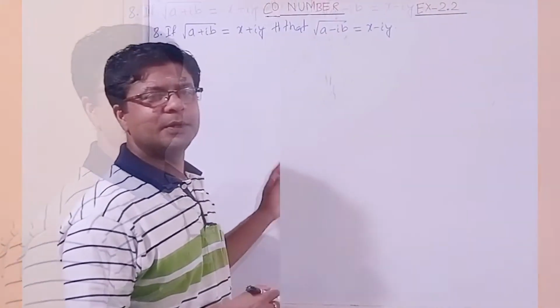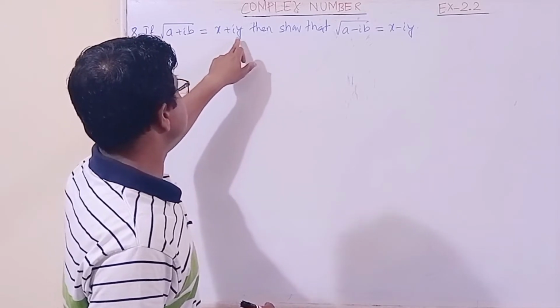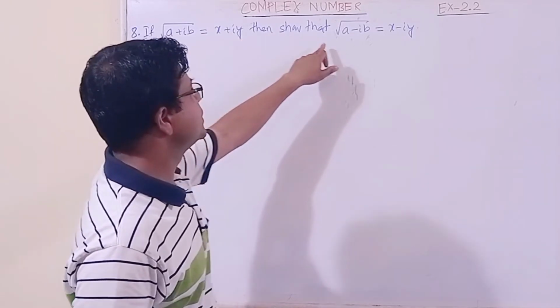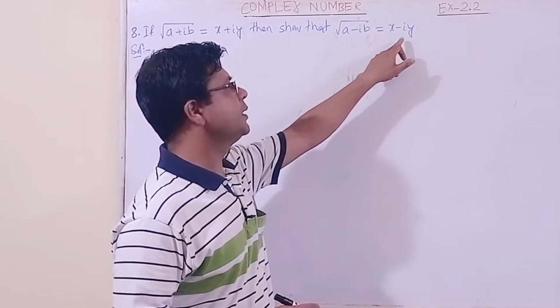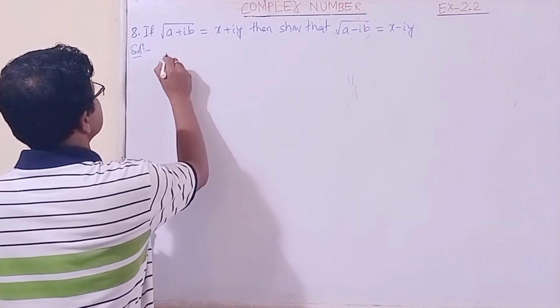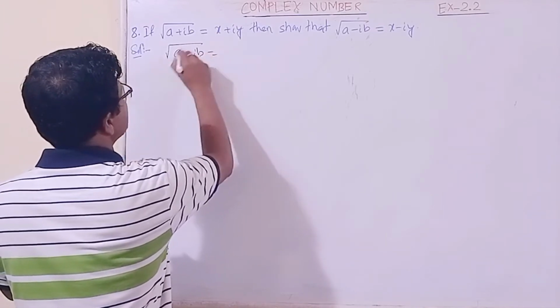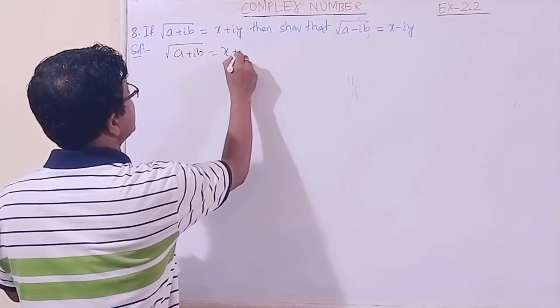Okay dear students, now we have taken question number 8. Here the square root of a plus ib equal to x plus iy is given. Then show that the square root of a minus ib equal to x minus iy. Let us see. Let us start from what is given here. Here what is given? The square root of a plus ib equal to x plus iy.